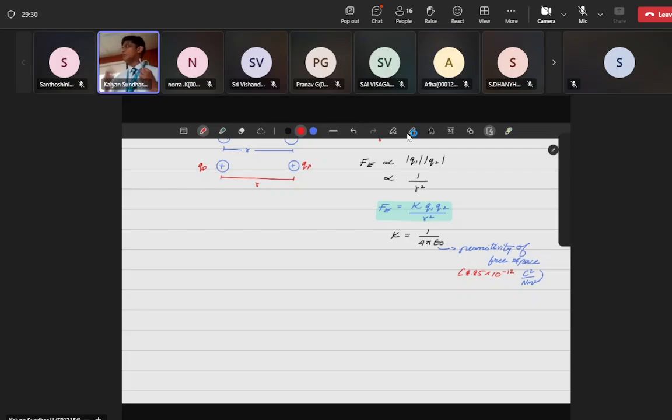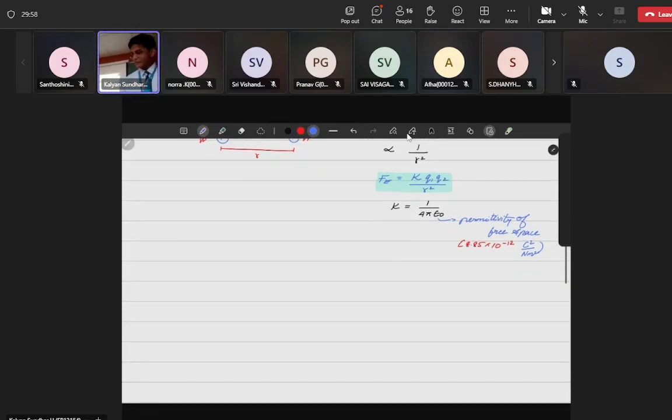Charges produce something called an empty space region around them, which we call an electric field region. So between two charges, the electric field flows between them, right? To permit that region, that's what we call the permittivity of free space. If we permit the magnetic field, we call it the permeability of free space.